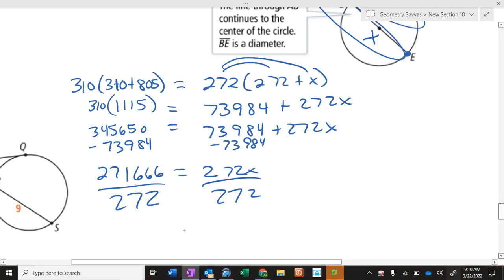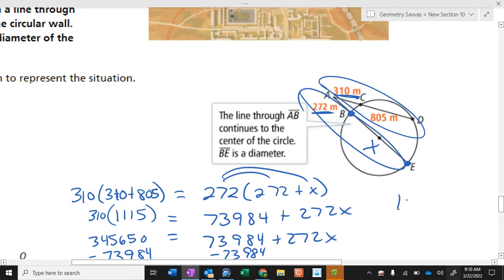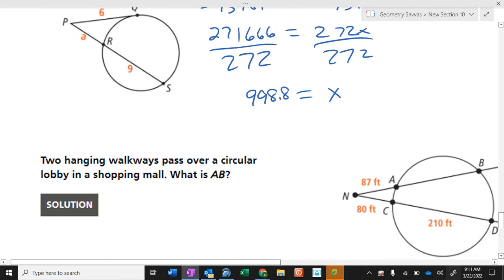271,666. So this would be like 99 point something, right? 98 point something, 99 point something. What is it? 998.8. Basically, that city was 1,000 meters wide. Okay? We're just about done here.